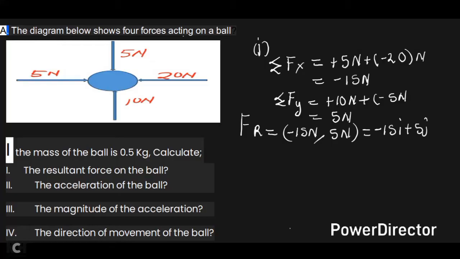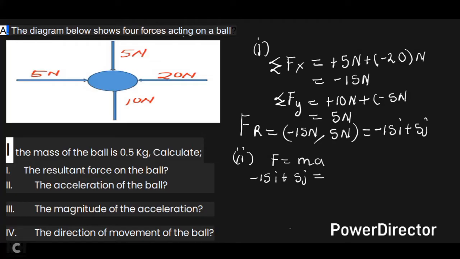They're asking about the acceleration of the ball. So in this situation, they're asking us to calculate the acceleration of the ball. How are we going to find that? Remember that force is equal to mass times acceleration. The resultant force is the one that you found, negative 15i plus 5j, so this force is the one that you'll be placing here.